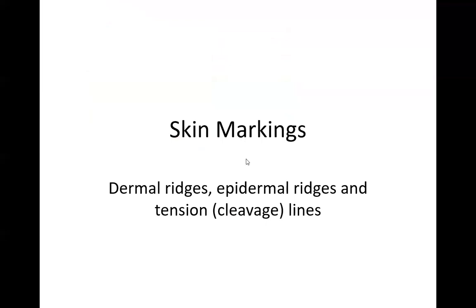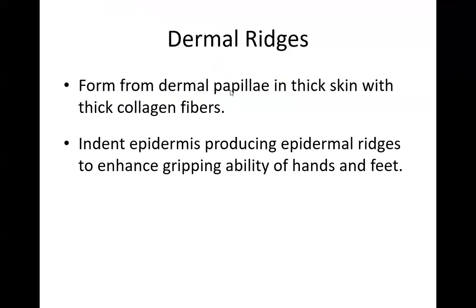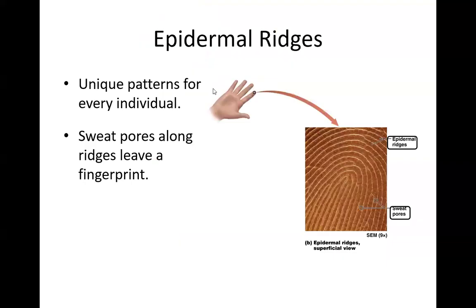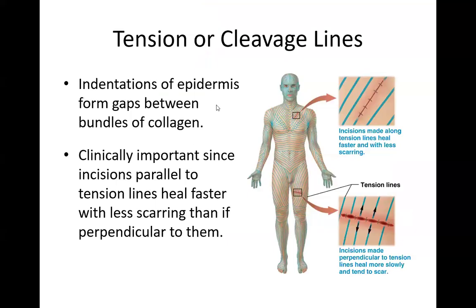Skin markings. There are dermal ridges, epidermal ridges, and tension or cleavage lines. The dermal ridges form from dermal papilla in thick skin with thick collagen fibers. They indent the epidermis, producing epidermal ridges to enhance the gripping ability of the hands and the feet. That's how we are able to have a really strong grip. These patterns are unique for every individual, and they make the fingerprint. The sweat pores along the ridges leave a fingerprint.